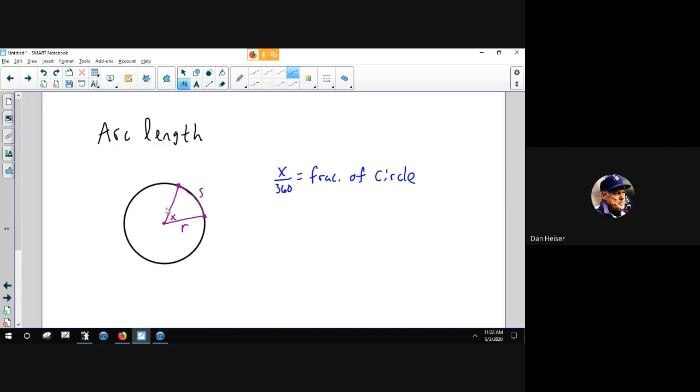If this is a 45-degree arc, this 45 over 360 represents 1/8 of the entire circle. So this would be 1/8 of the circumference, and so on and so on. So to find the length of that arc S, we simply take that fraction times our circumference. Whether it's 2 pi r or whether it's pi times diameter, that's the fraction we multiply by.